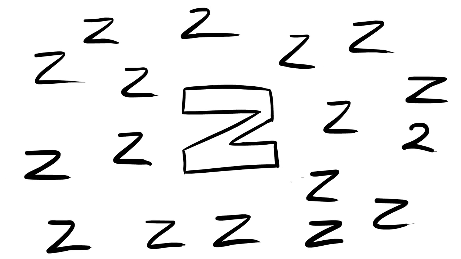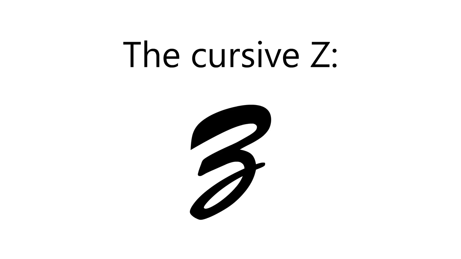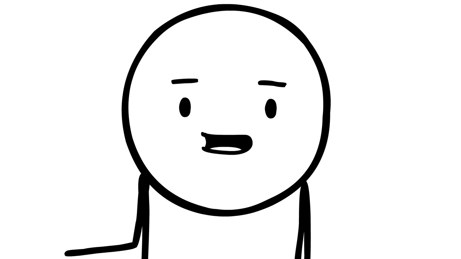Omega. Z. Z is a lovely letter, just an absolute pleasure to write. 3 quick strokes, it's so easy. So can somebody please explain to me why the cursive Z looks like this? I mean, what is that? Pretty compelling video, am I right?